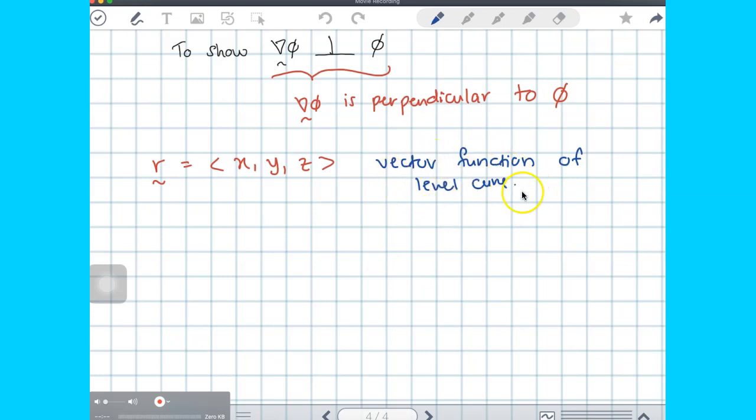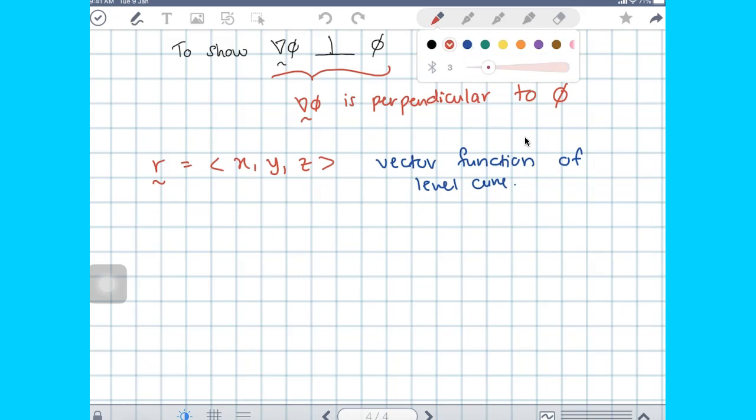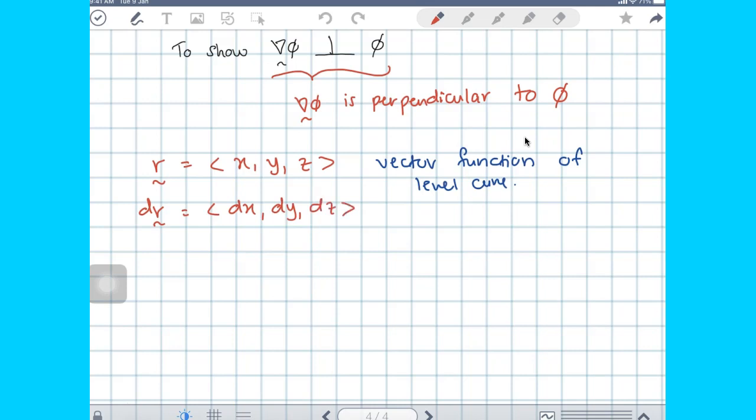And we know that the level curve is part of the surface phi. When you assume that phi or f is equal to a constant, from the surface you can have a level curve, the thing that I showed you in the previous video. So we have the r vector function. From r we can obtain the tangent vector, which is dr/dt, right? So which means that when you have dr, you have dx, dy, and dz.